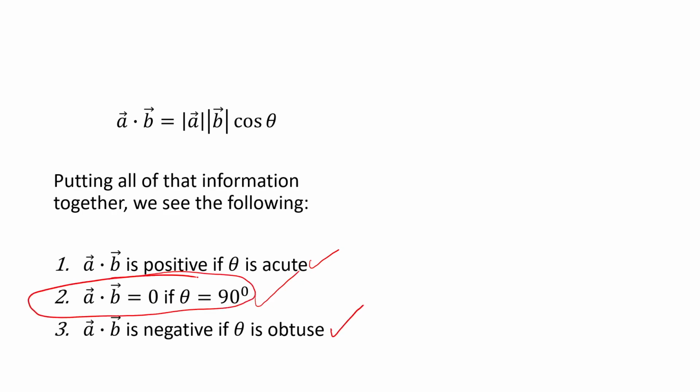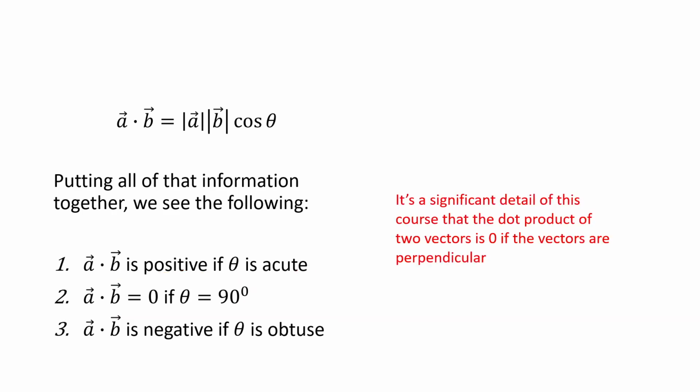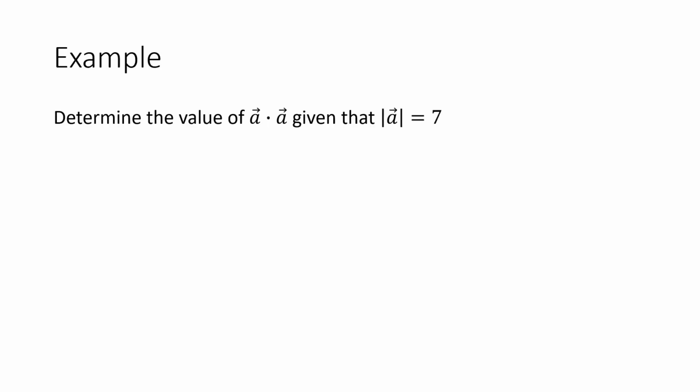This right here, A dot B equals 0 if theta equals 90 degrees, that is a significant part of this course. Okay? So if the dot product of two vectors is 0, the vectors are perpendicular. That's something worth remembering. So let's do another example.